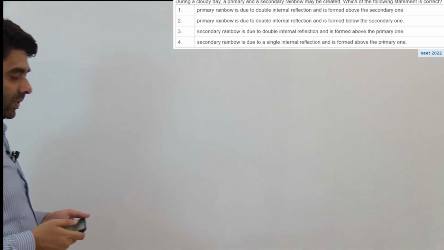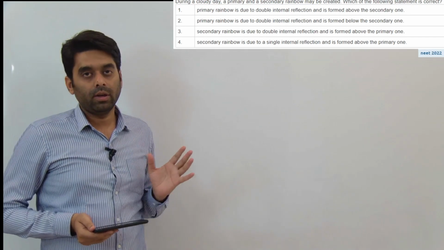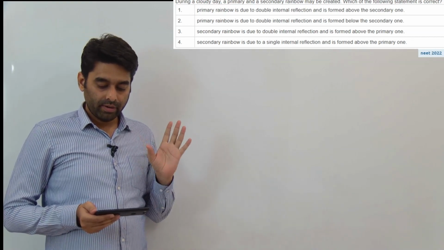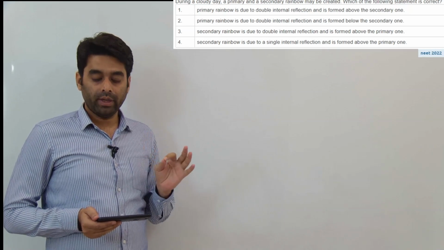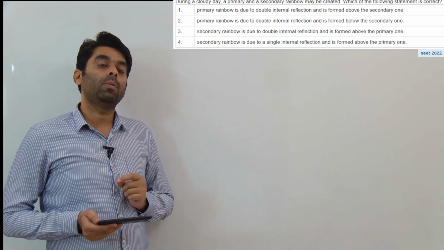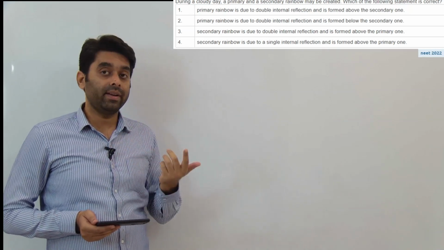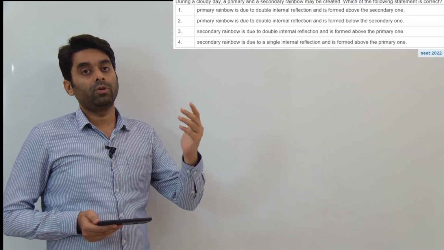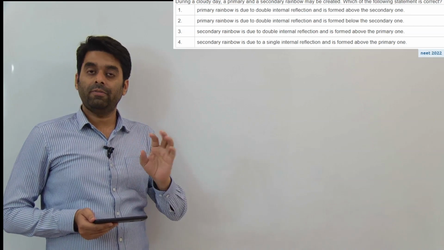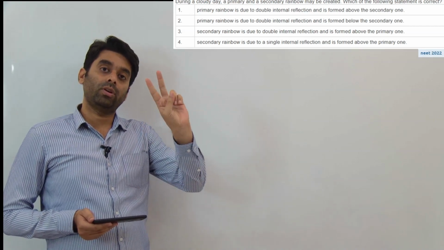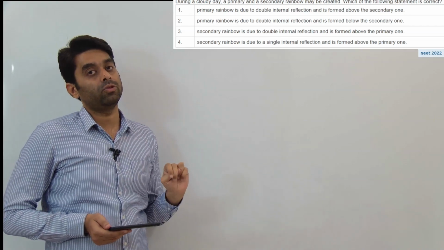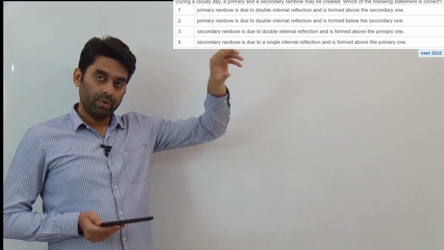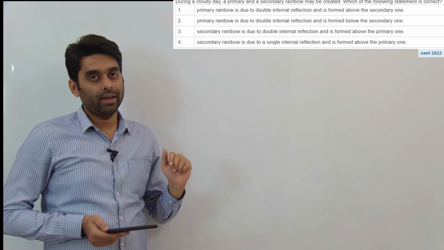Next, we have a theoretical question. During a cloudy day, a primary and a secondary rainbow may be created. Which of the following statements is correct? Now, primary rainbow and secondary rainbow, first of all, they are formed due to total internal reflection. What is the difference? The difference is in the secondary rainbow, total internal reflection, TIR, will take place 2 times, in a water molecule or in a water bubble.